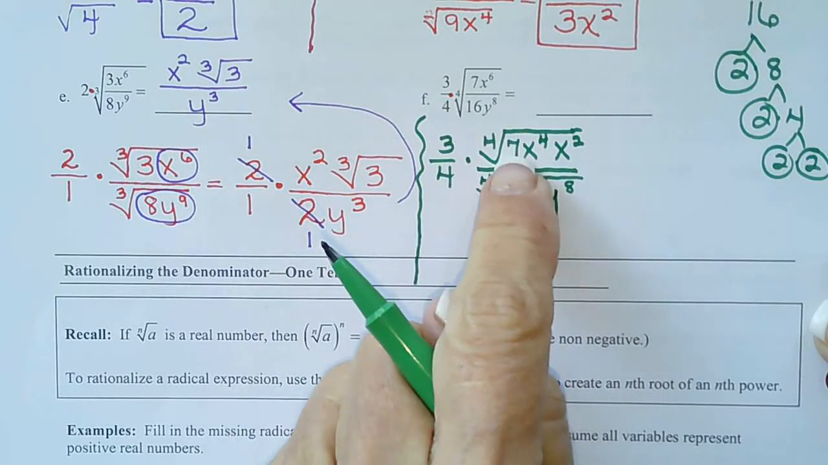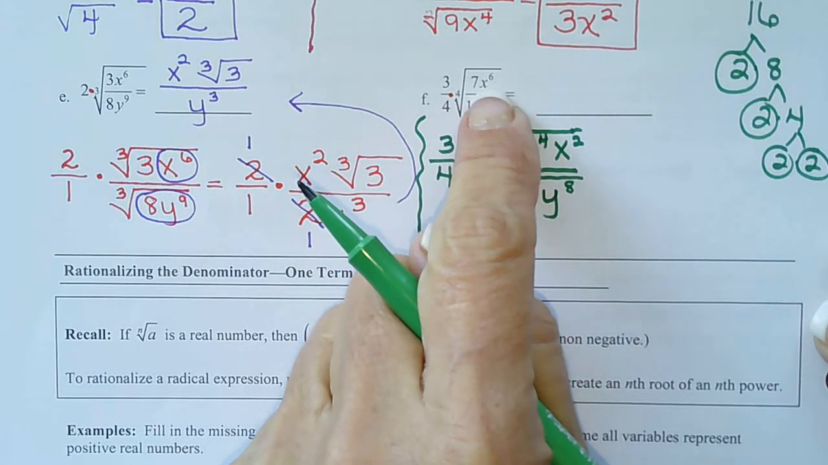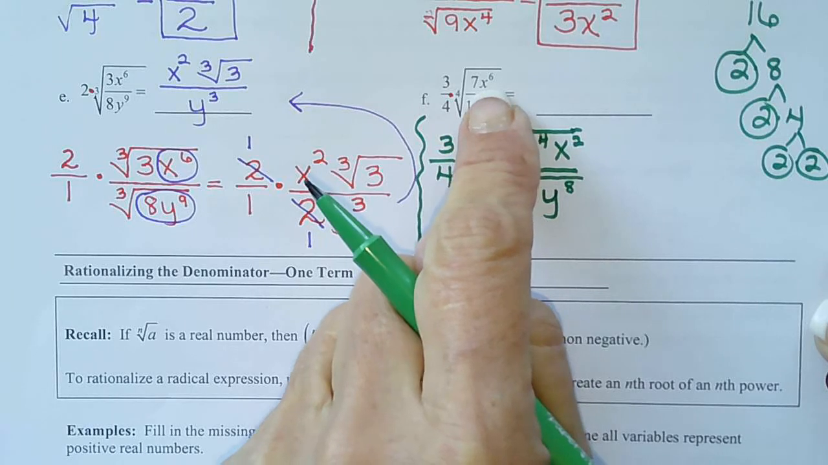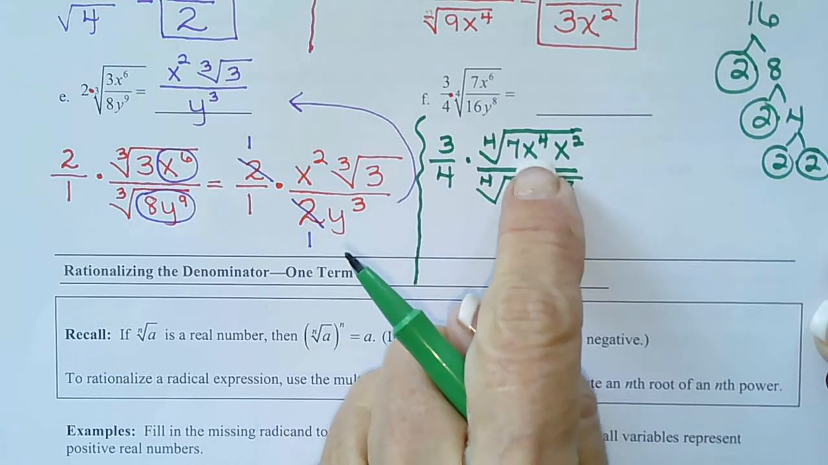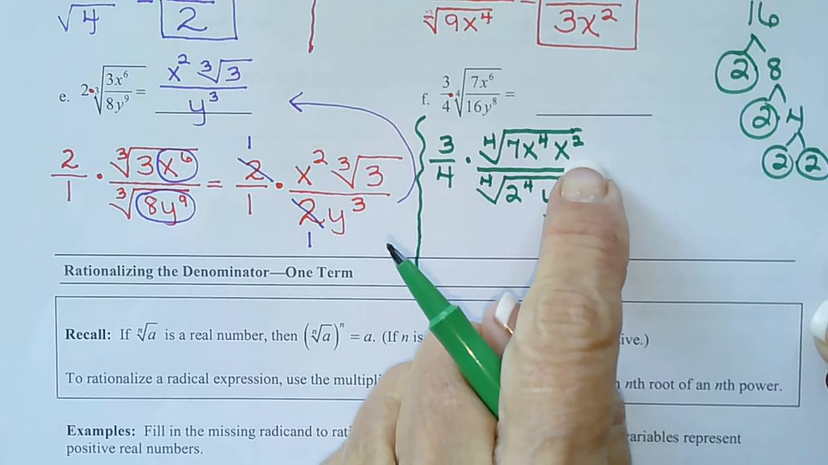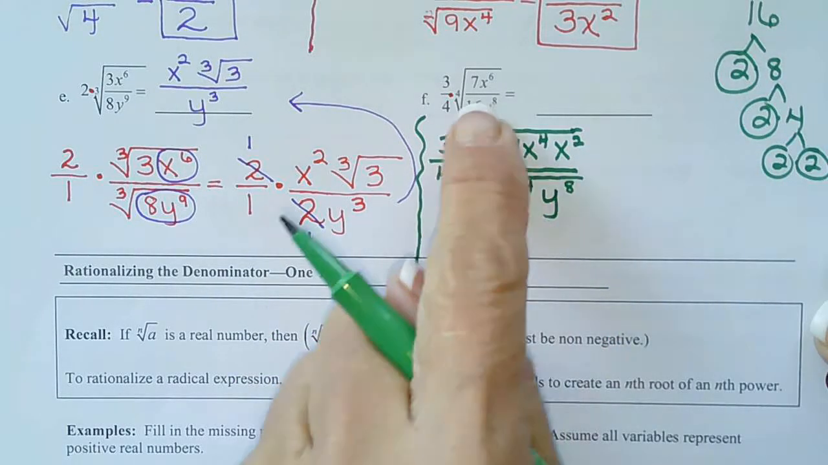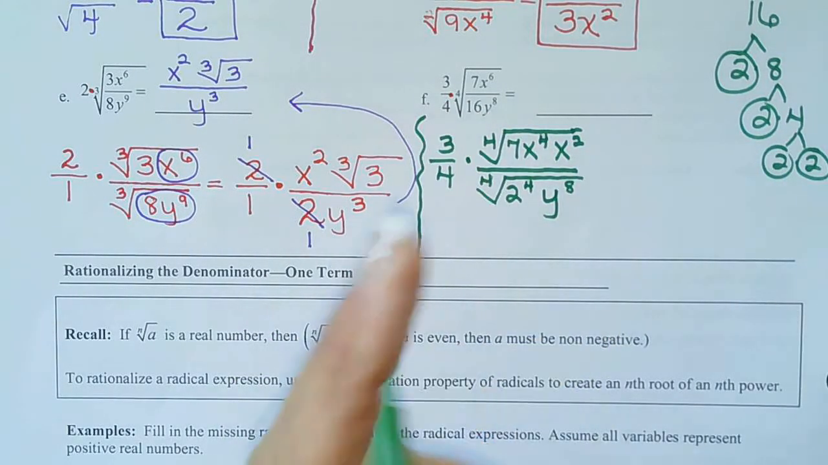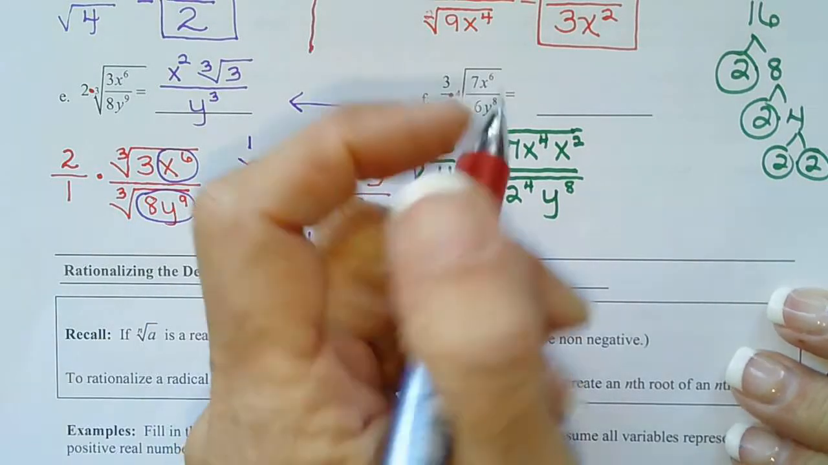So 7 has no pairs, so leave it. Not pairs, 4 of something. Quads, yes, quads. So 6 can be broken down into x to the 4th and x squared. 16 we just saw over here is 2 to the 4th, and then 8's already divisible by 4. So now we're ready to circle the things that can come out.